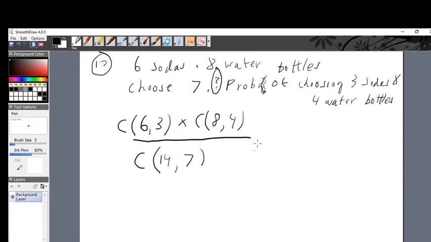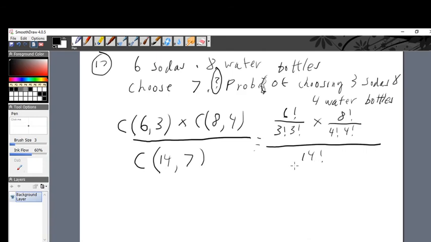You might have to do some of these numbers yourselves, but let's do some of it together. C(6,3) turns into 6 factorial over 3 factorial, and 6 minus 3 is another 3 factorial. And then the times up here is going to be 8 factorial over 4 factorial, and 8 minus 4 is another 4 factorial. And all of that over 14 factorial, this is the denominator, over 7 factorial, and then 14 minus 7 is another 7 factorial. That's what we've got to figure out.